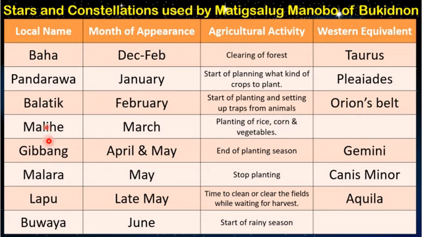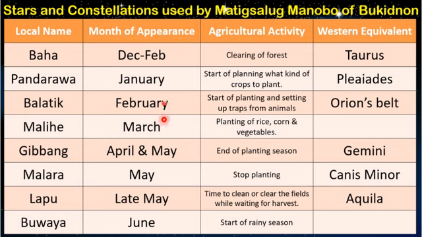In each constellation, there is a corresponding agricultural activity related to it. Like for instance, the Pandarawa signifies the start of planting or what kind of crops to be planted and to grow, while Malihe indicates planting of rice, corn, and vegetables.